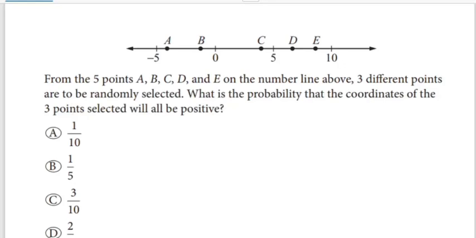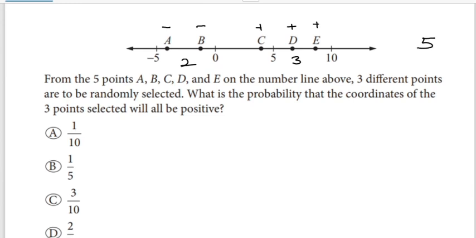So here we're given that from the 5 points A, B, C, D, and E on the number line above, 3 different points are to be randomly selected. What is the probability that the coordinates of the 3 points selected will all be positive? So if you look at this, A is negative, B is negative, C is positive, D is positive, and E is positive. So we have 3 positives and 2 negatives, but in total there are 5 in number.